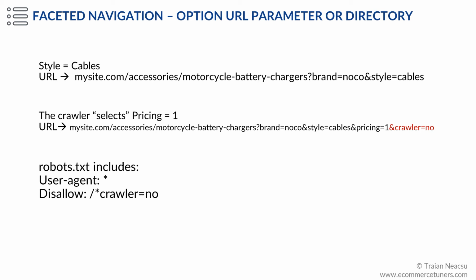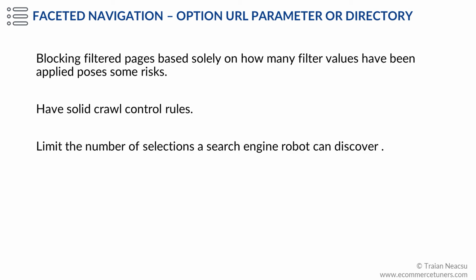This method prevents the crawling of facet URLs when more than two filter values have been applied, but it doesn't allow specific control over which filters are going to be crawled and which ones not. For example, if the crawler checks the pricing options first, the link containing the pricing parameter will be crawled. Note that blocking filtered pages based solely on how many filter values have been applied poses some risks. For instance, if a price filter value is applied first, the generated page will still be indexed since only one filter value has been selected.